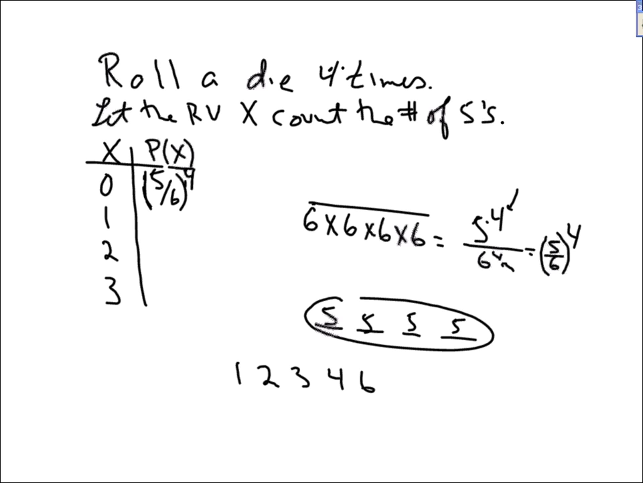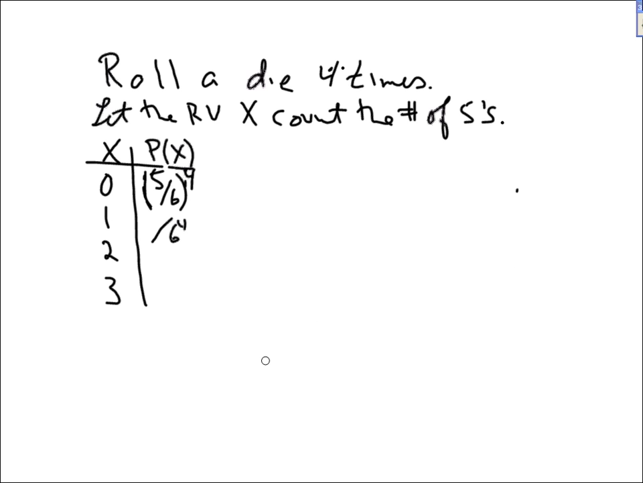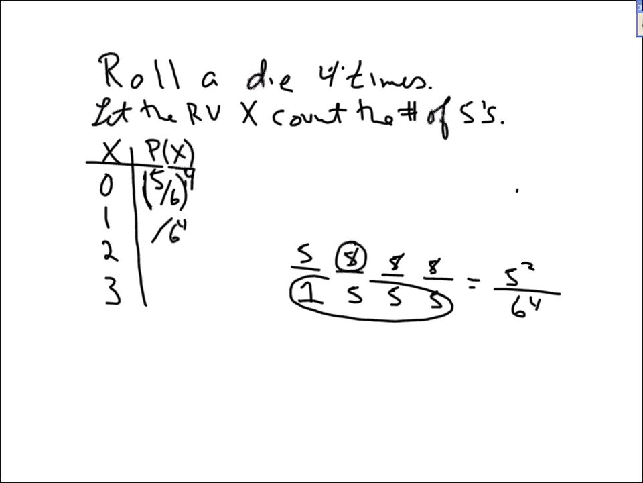Okay, now the second one. We know that there are 6 to the fourth possible outcomes. How many of these outcomes have 1 five? Well, if the 5 is in the first position and the other ones are not 5, well, we know there are 6 to the fourth possibilities. How many of them are of this type? A 5 and not a 5? Well, there's one way of getting a 5, just 5. There are, coincidentally, 5 ways of not getting a 5: 1, 2, 3, 4, or 6. And 5 ways of not getting a 5, and 5 ways of not getting a 5. When you multiply those, you get 5 cubed.